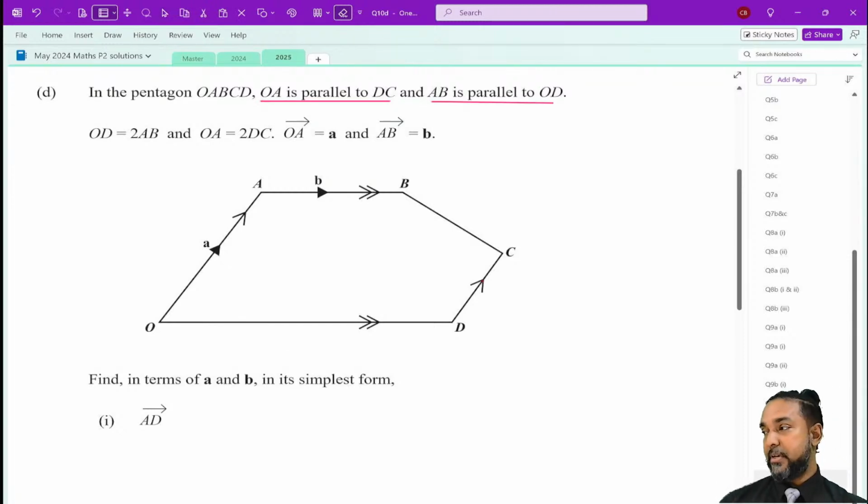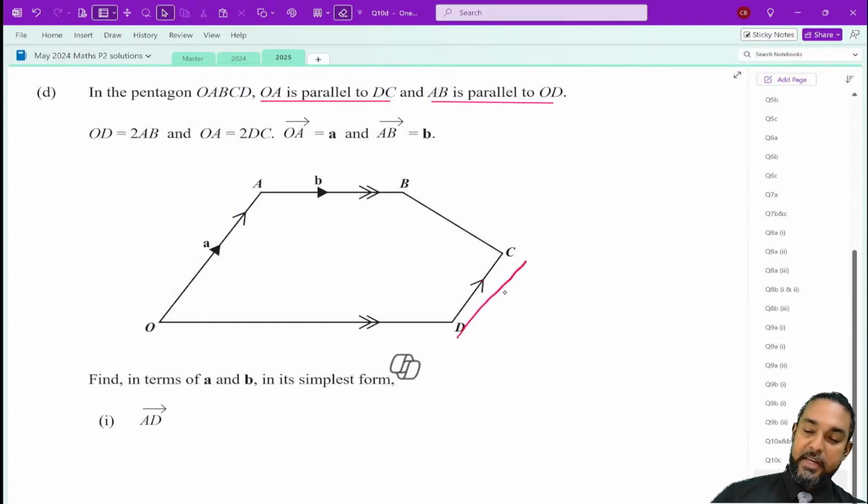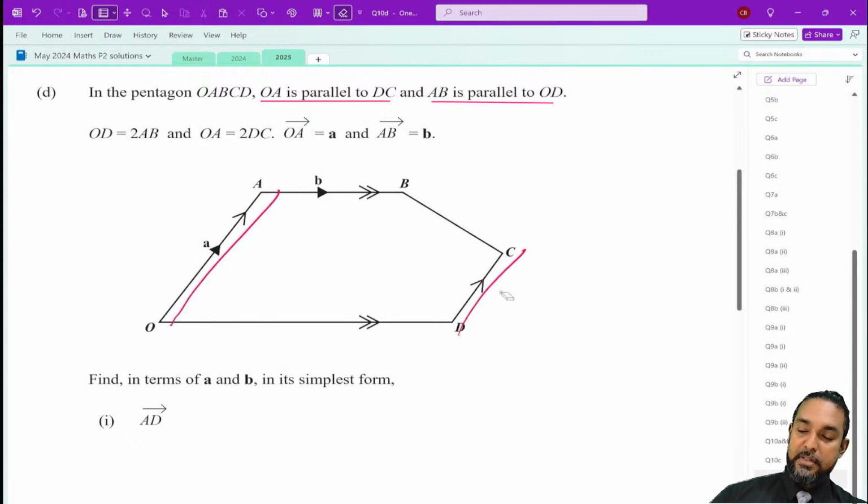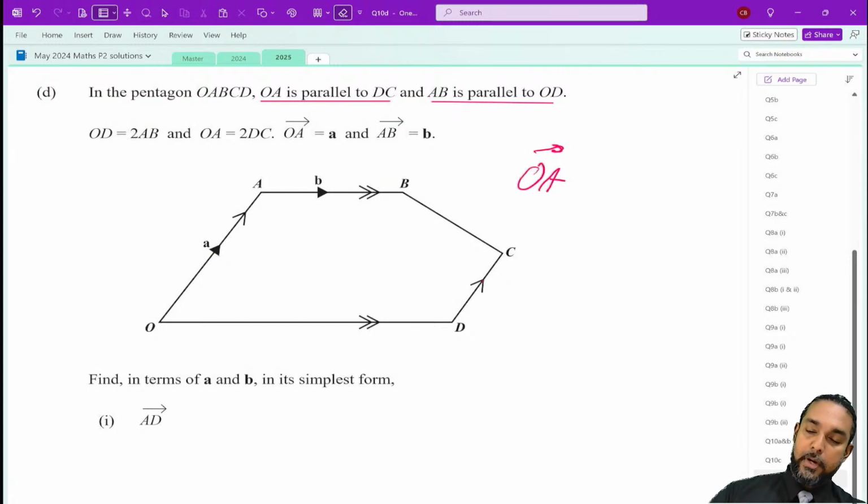Well, in vector speak, it simply means that OA and DC are connected via a scalar. All right, we could clearly see that OA is longer than DC. So it means that OA, right, is equal to some constant multiplied by vector DC. It could be 2, it's probably 2, right? Maybe 1.5, who knows, right?